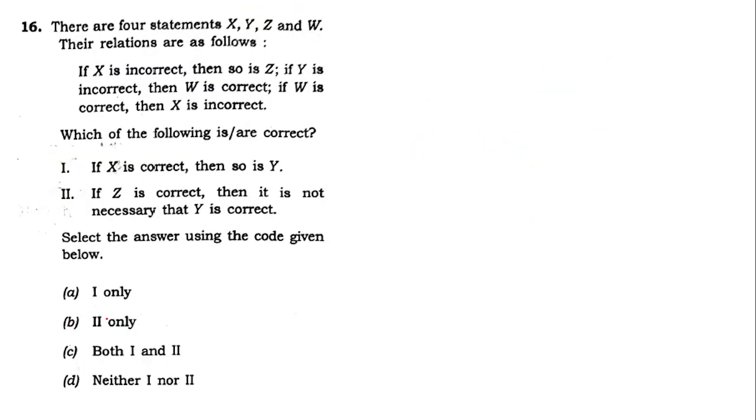Let's go to the next one. There are four statements X, Y, Z and W. Their relations are as follows. If X is incorrect, then so is Z. Okay, so we have four statements X, Y, Z, W. If X is incorrect, I will take it as false, so Z is also false. If Y is incorrect, then W is correct. If Y is false, W is true.